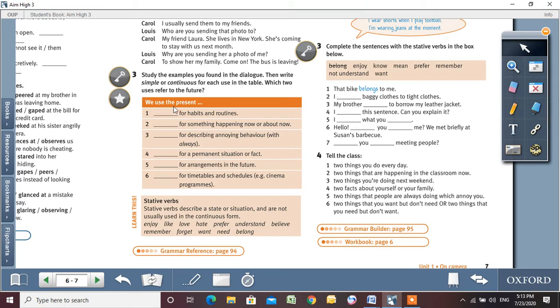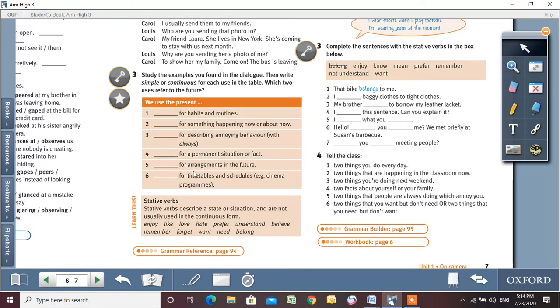Now, we use the present. For habits and routines, of course, present simple. 2. For something happening now or about now. So, present continuous. 3. For describing annoying behavior with always. Present continuous. 4. For a permanent situation or fact. Present simple.